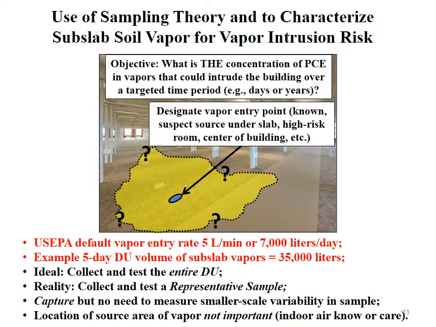And also another point that we got hung up on in the past, which is not really that important, is we don't necessarily need to know the location of the source area where these vapors are being drawn from beneath the slab and up into the building. Think about this, the indoor air doesn't really know where the vapors are coming from or really care where the vapors are coming from. So our question deals with impacts to the indoor air. We're not at this point trying to determine where the vapors are coming from within any given entry point in the slab.